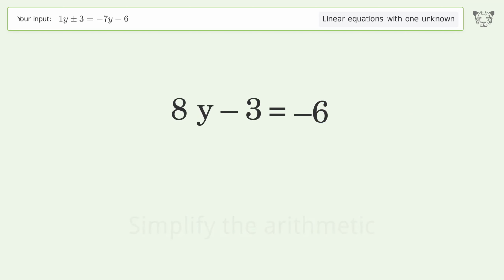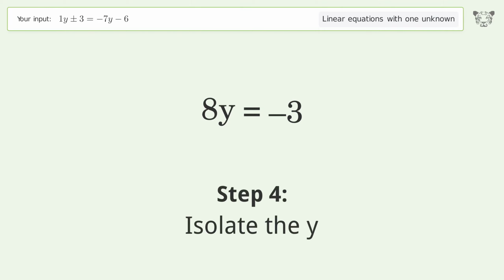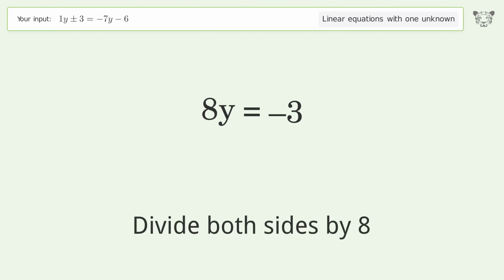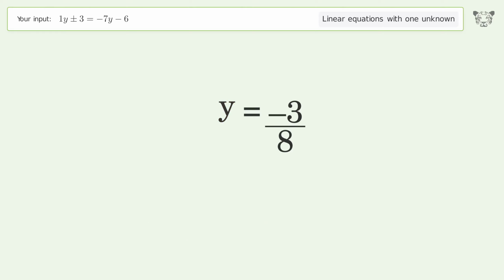Group all constants on the right side of the equation. Add 3 to both sides. Simplify the arithmetic. Isolate the y. Divide both sides by 8. Simplify the fraction. And so the final result is y equals -3/8.